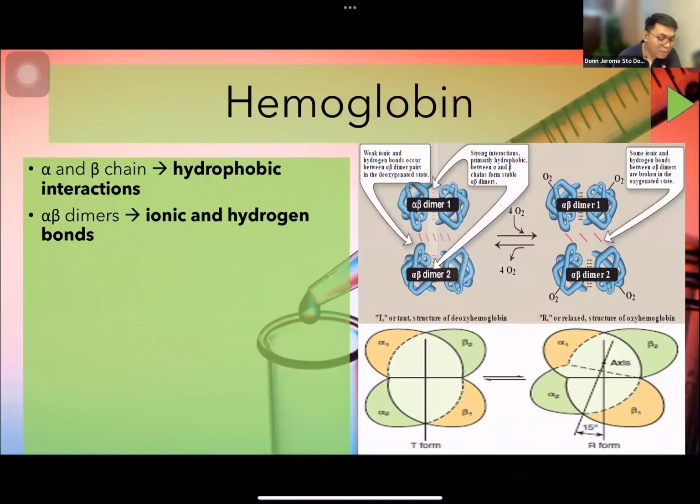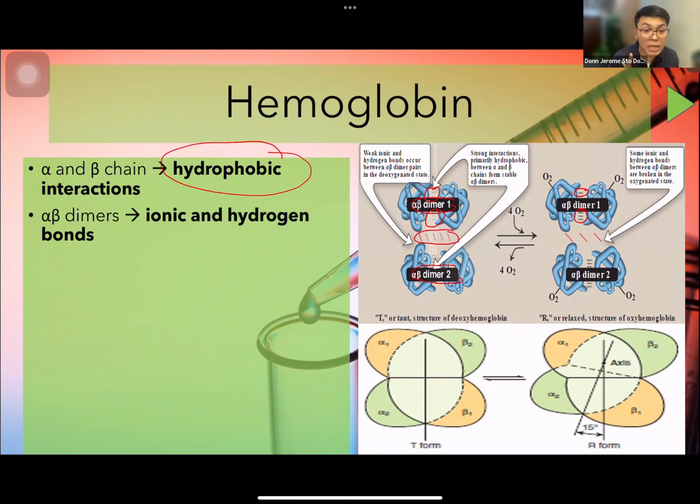First, your alpha and beta chain is stabilized by hydrophobic interactions. This is the dotted line that you see in this figure. And the AB dimers, AB dimer 1 and AB dimer 2, are stabilized by ionic, hydrogen, or polar bonds. This is depicted as this red bond in between your dimers. Can you follow? Okay.